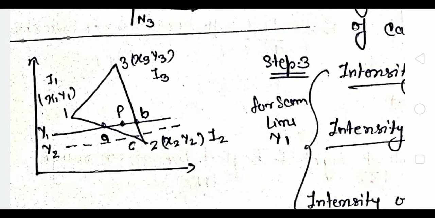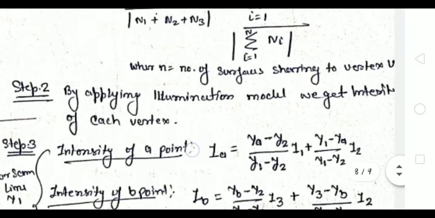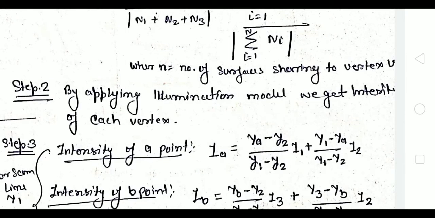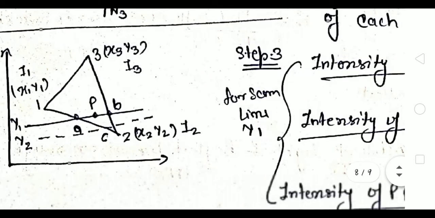Every vertex also has its own intensity value, because in step 2 you already found all the intensity values of each vertex. So here vertices 1, 2, 3 have the intensity values I1, I2 and I3. Now the third step starts.